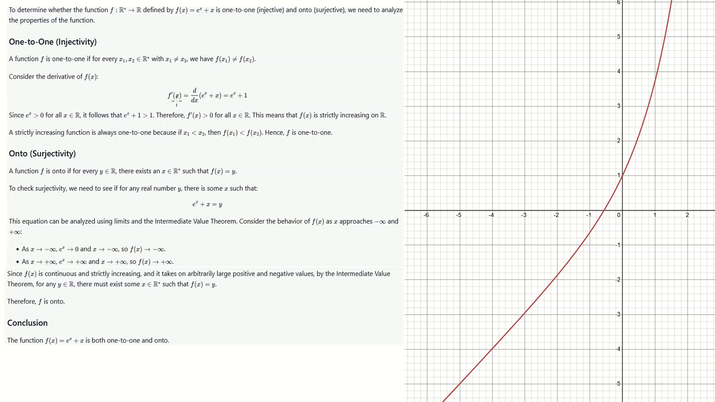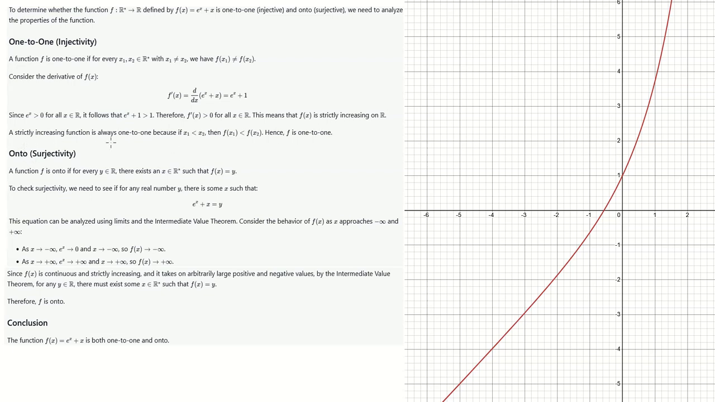Because we know that the derivative of e^x + x is e^x + 1. e^x is always greater than 0. And then if you add 1, it's always going to be bigger than 1. So therefore, the derivative is positive for all real numbers, and it's strictly increasing.